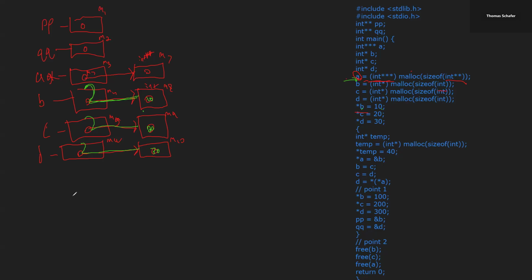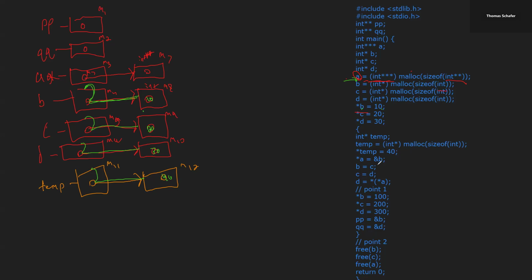I probably should change colors for the main, but we have temp. Again, we're just creating a single box, and then we're mallocing something. So this would be M11, this would be M12, and we're mallocing an int. And then we say, hey, go. We dereference. We start at the box, go to the circle, follow the arrow, and set the value to 40.